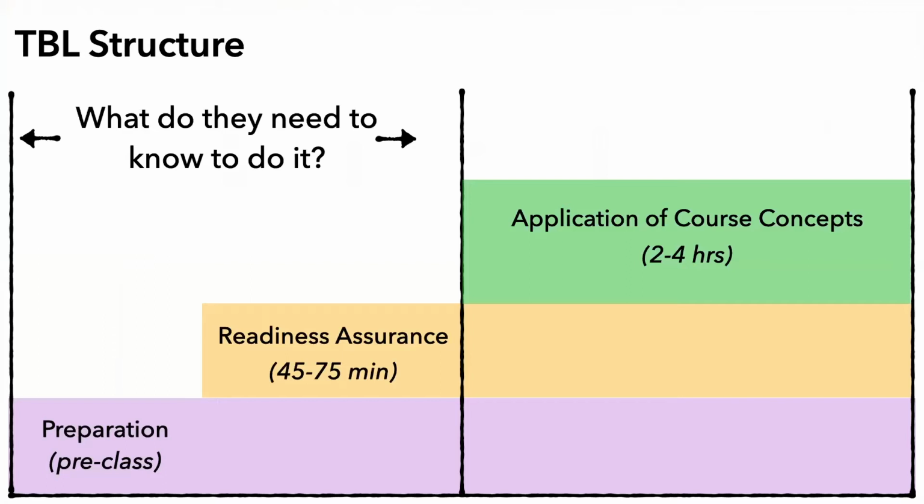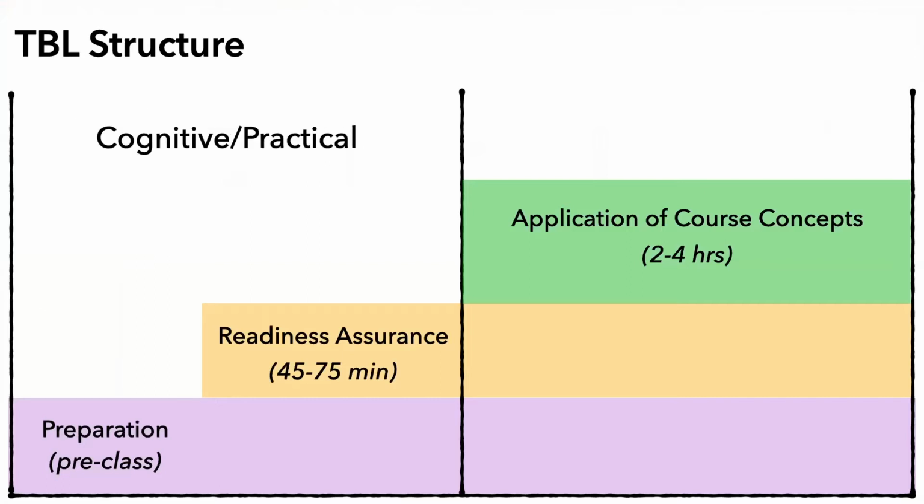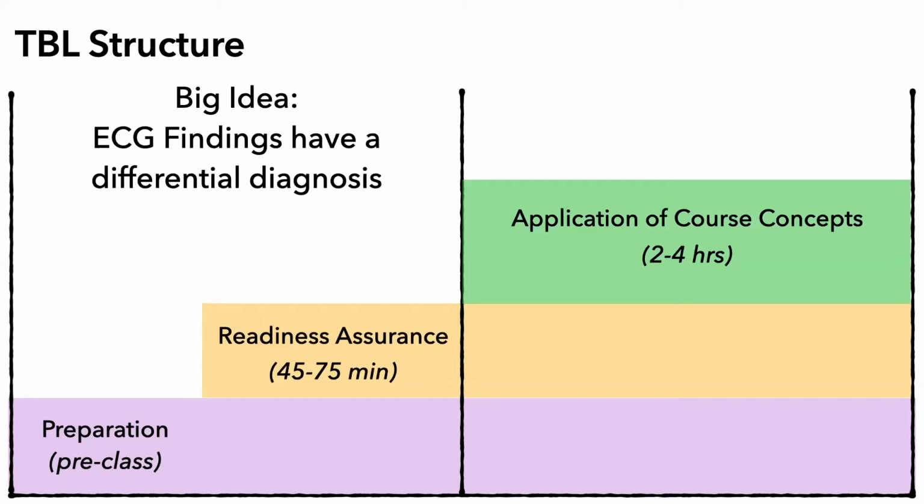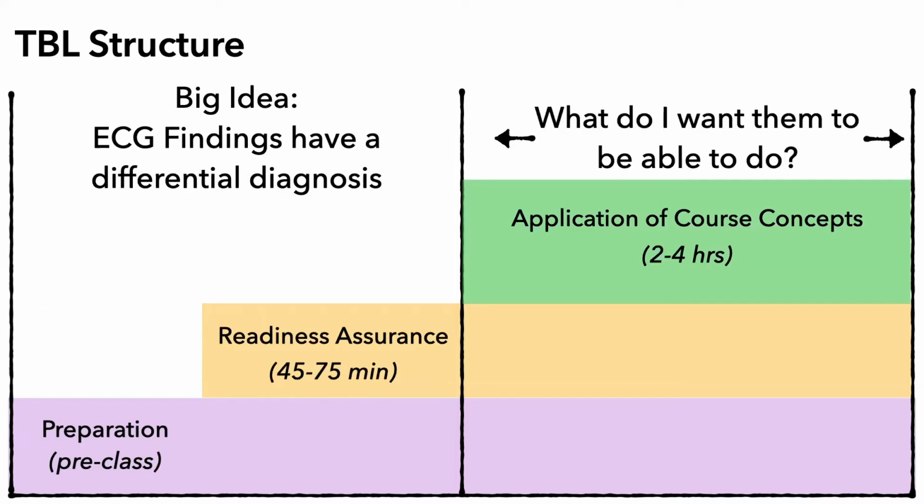That answers what it is that they need to know to apply the course concepts later. In general, the overt goal is cognitive: these are the things we want you to know. But what's really important here is that this information also has an underlying message and a big idea that, over and over through these questions, they're going to understand: EKG findings have a differential diagnosis. Things are not black and white, and medicine operates within this gray zone. You really need to be thinking about patient presentation and interpretation of EKGs.